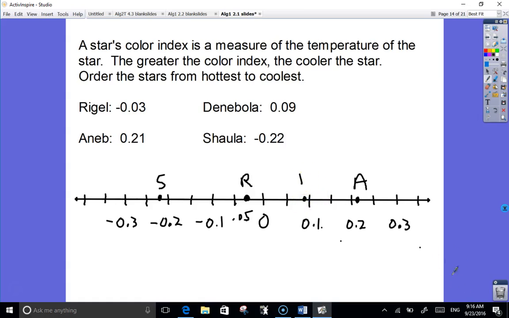So there's the Denebula. They're saying the greater the color index, the cooler the star. So I guess that means the negative color index means it's hotter. So this is the hottest star. And this is the coolest. Okay. So what's that?